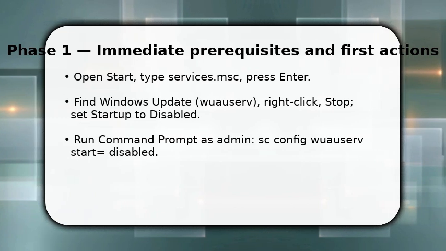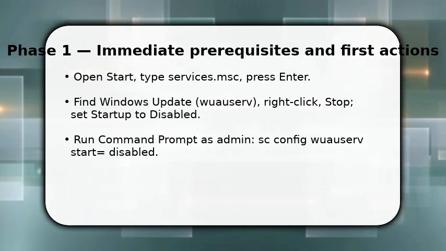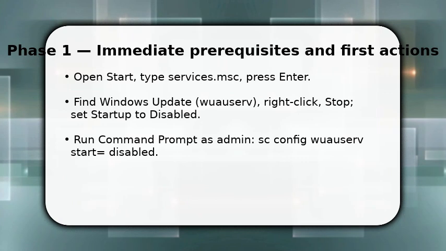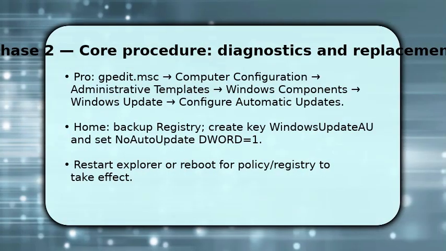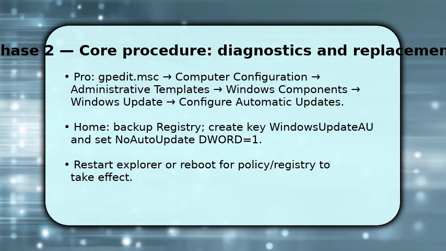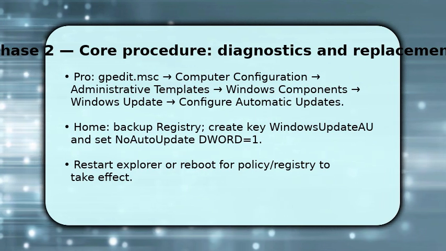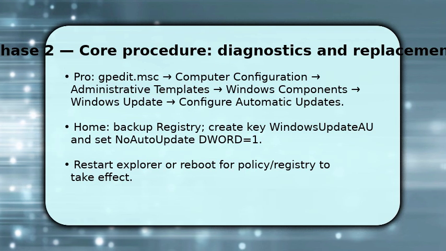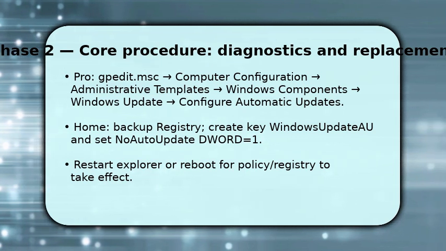If you have Pro, press Win+R, type gpedit.msc, navigate to Computer Configuration > Administrative Templates > Windows Components > Windows Update, and enable the policy that turns off automatic updates, or set Configure Automatic Updates to disabled.